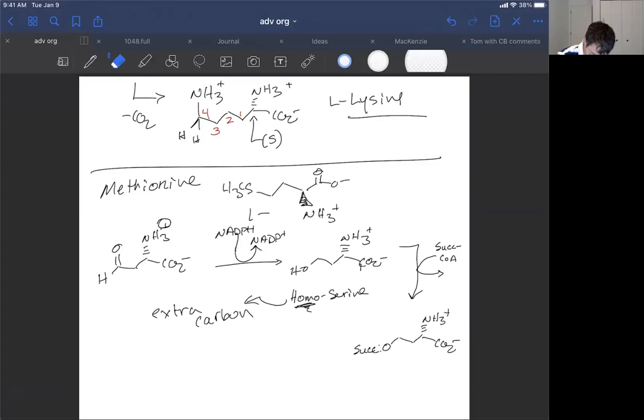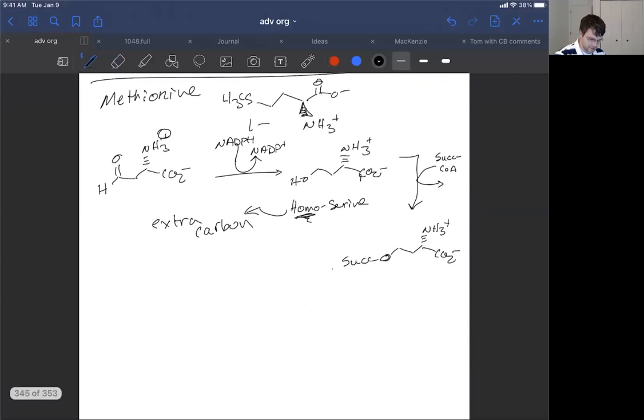Sorry for those dots there. Just going to get rid of them. Trying to make my notes nicer this week. Okay. So now at this point, we have, it's fine. It's not a great leaving group, but it's good enough.